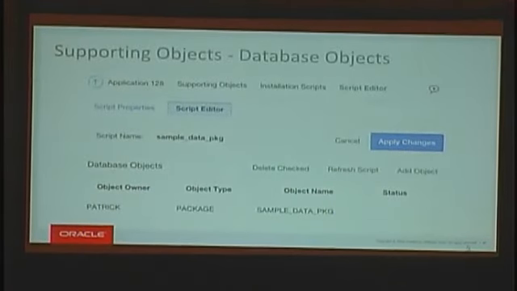But let's get started. I think one nice area of Apex are the supporting objects. It helps you to make your application installation independent of other installation scripts, so you can bundle everything up within your application, and when the application is deployed to a different system, to a production system, it will automatically install your packages, your tables, and so on.